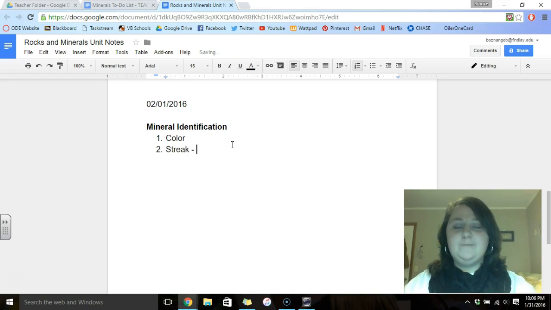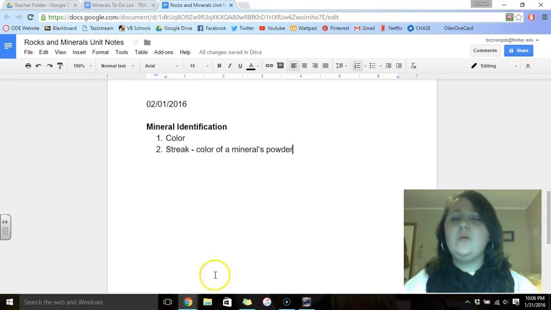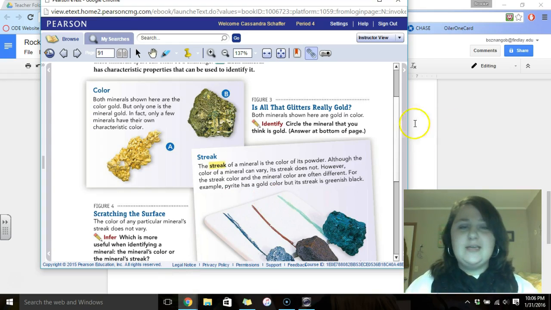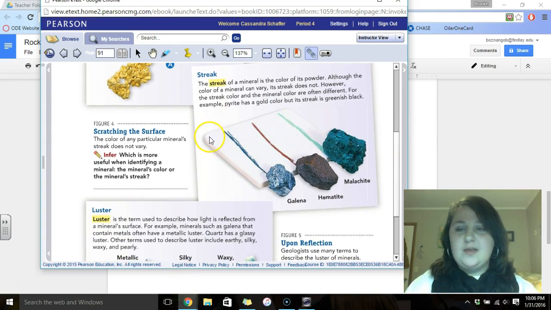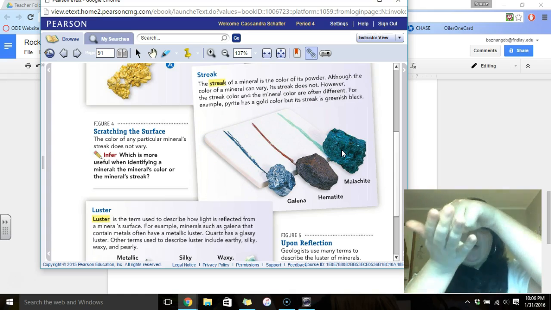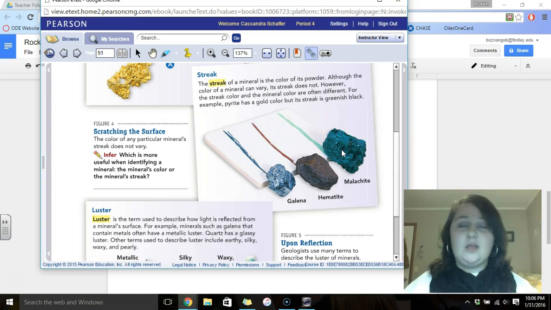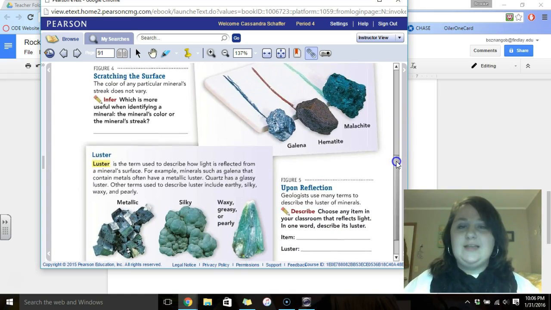And streak, from our notes, is the color of a mineral's powder. So how do we find streak? Well, to find streak, what you can see here from this picture is a little plate, and this is actually a ceramic plate. And what you do is you take the mineral and you rub it across the ceramic plate, and whatever color comes off as powder is the color of its streak. So let's move on to the last one.